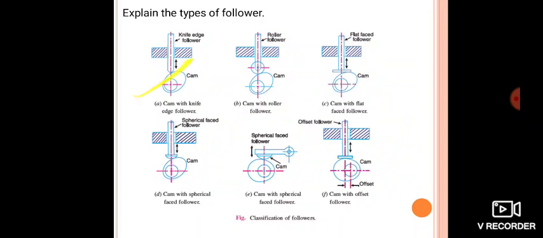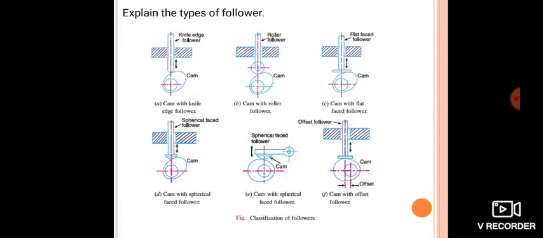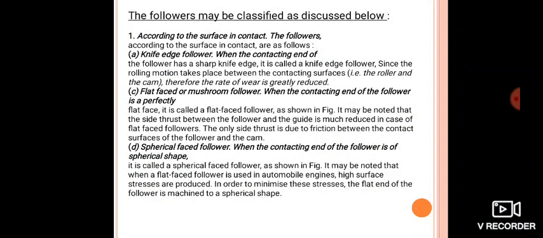Here this one is the knife edged follower. The end of the follower is like a knife, so that's why it is called the knife edged follower. Knife edged follower means the contact end of the follower has a sharp knife edge. Then second, the flat faced mushroom follower. See here, this one is flat faced. The end of the follower is flat, so that's why it is called the flat faced mushroom follower.